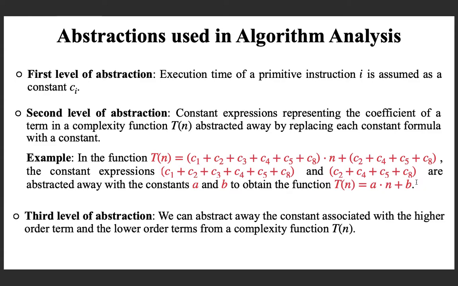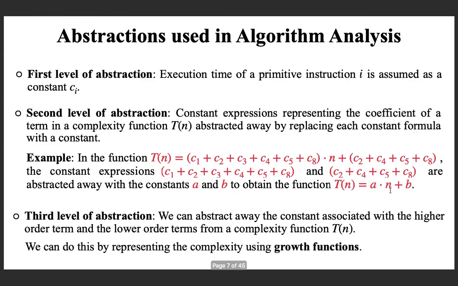And today we are going to see a third level of abstraction where we can abstract away the constant associated with the higher order term. For example, here we may not be worrying about what this constant is, rather we will only look at this term, and which we can do by using what are called growth functions. Okay, we need to have a third level of abstraction. I will make it clear in the coming slides, and which is possible with what are called growth functions.